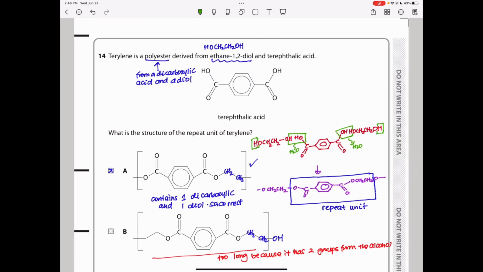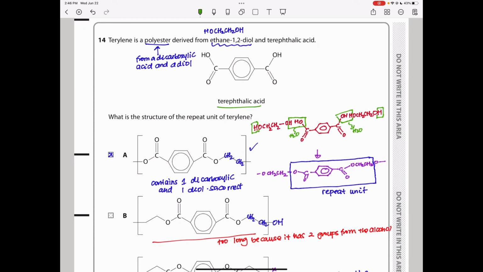It says, Terylene is a polyester derived from ethane-1,2-diol and terephthalic acid. They've given us the structure of terephthalic acid, and then they ask what is the structure of the repeat unit of Terylene. So all we need to do is try and draw ethane-1,2-diol and terephthalic acid, in order to determine what the polymer, or the repeat unit of the polymer, is going to look like. So here I try to show you the groups. Because it's polymerization, I put the terephthalic acid in the middle here, and on this side I put the ethane-1,2-diol, and on the other side the ethane-1,2-diol.